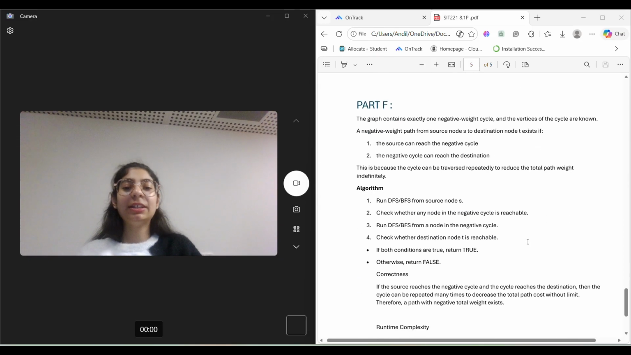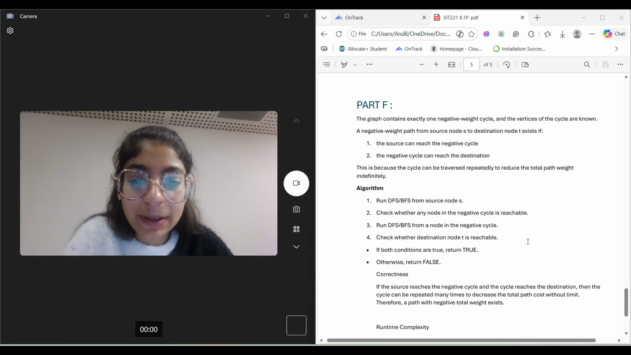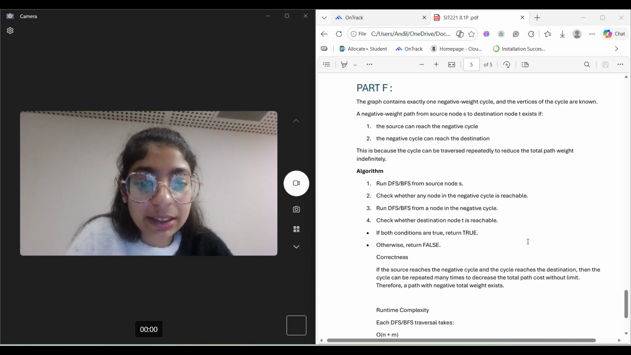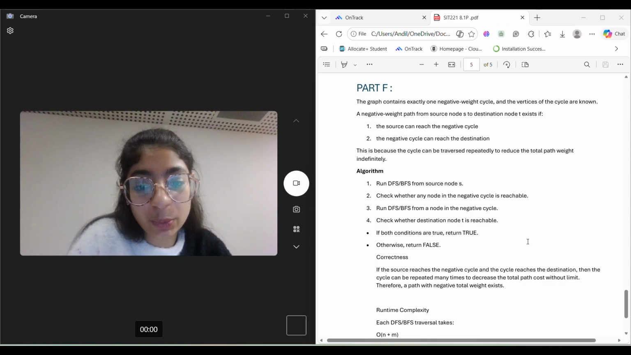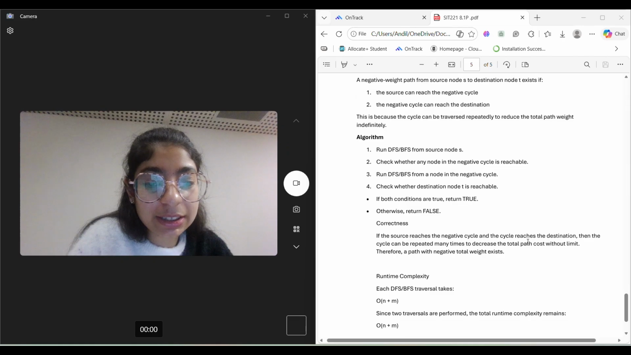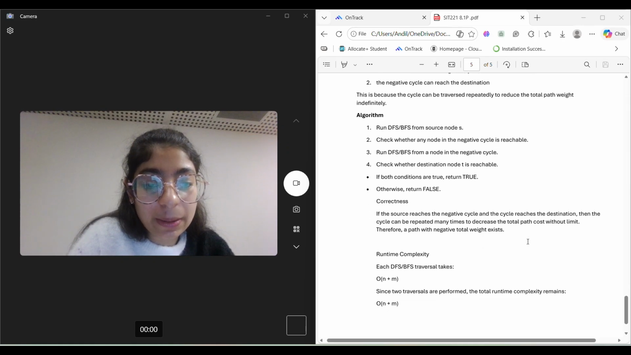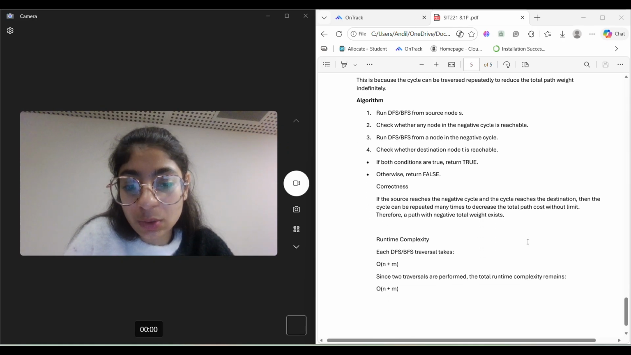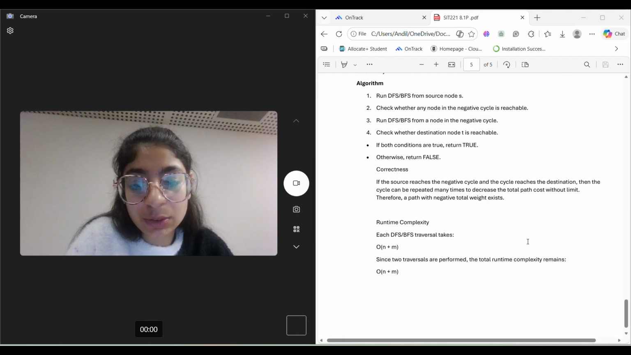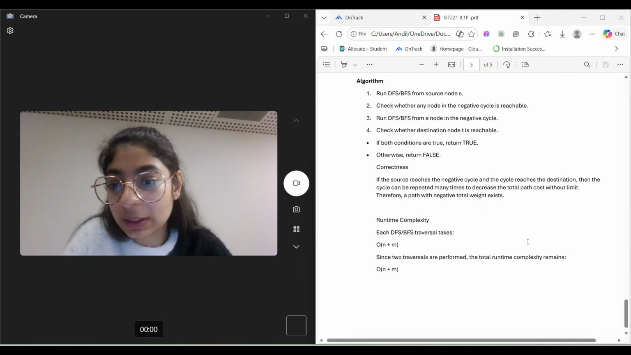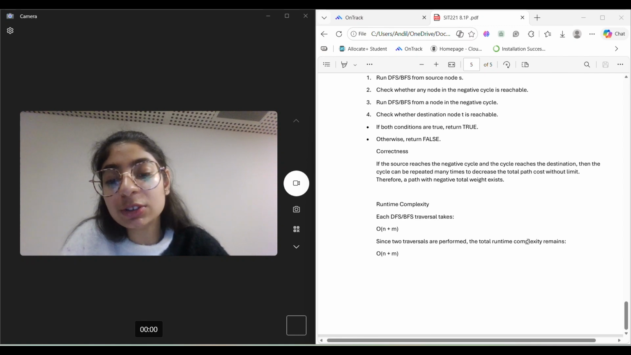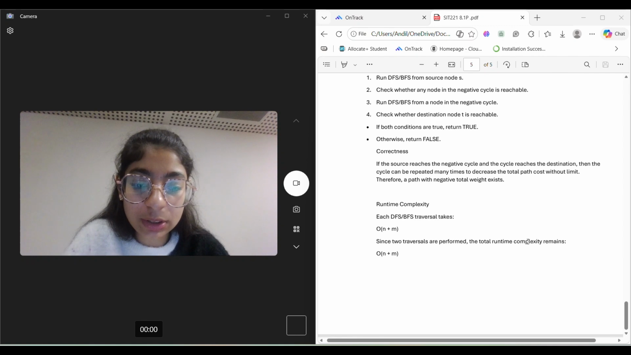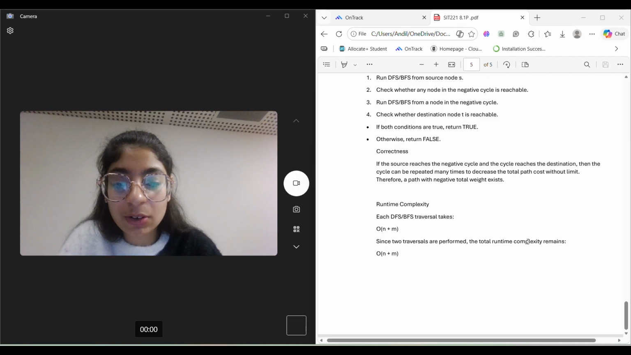Part F, negative weight cycle. In part F, the graph contains exactly one negative weight cycle and the vertices of the cycle are already known. To determine whether there exists a negative weight path from a source node S to a destination node T, I performed two reachability checks. First was DFS, or we can use BFS also, from the source node, to check whether the negative cycle is reachable or not.